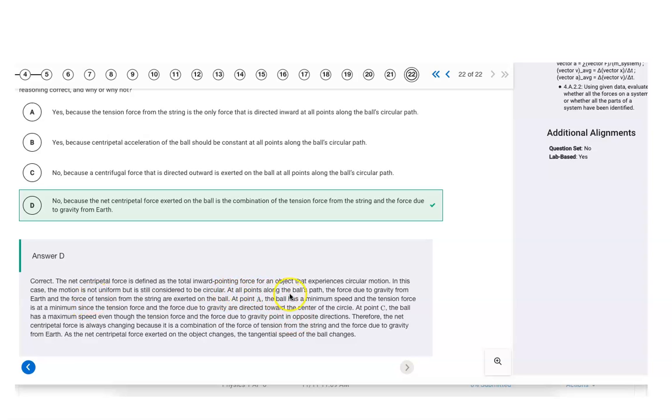At all points along the ball's path, the force due to gravity from Earth and the force of tension from the string are exerted on the ball. At point A, the ball has the minimum speed and the tension force is at the minimum, since the tension force and the force due to gravity point toward the center. At point C, the ball has the maximum speed and the tension force is at the maximum, since the force due to gravity points in the opposite direction. Therefore, the net centripetal force is always changing because it's a combination of the force of tension from the string and the force due to gravity from Earth. As the net centripetal force exerted on the object changes, the tangential speed of the ball changes.